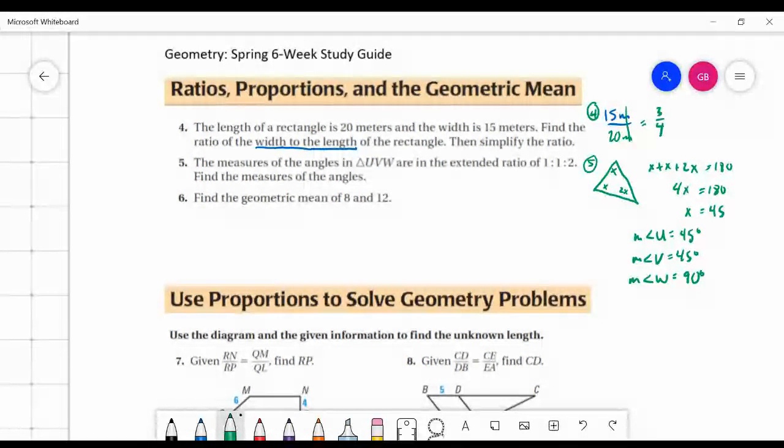Okay, and then for number 6, find the geometric mean of 8 and 12. So the formula is x equals the square root of ab. So you multiply both numbers and then you find the square root of that number. So the square root of 8 times 12 is the square root of 96. Now, a perfect square that divides 96, that's going to be 16. So the square root of 16 times the square root of 6 is 4 square root of 6. And the square root of 6 you cannot simplify, so you just leave it like that.